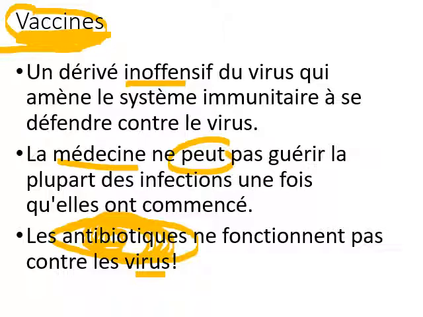Scientists are working on the vaccine for coronavirus and think maybe next year there will be one, but then there's going to be the problem of how do we get it to everyone.